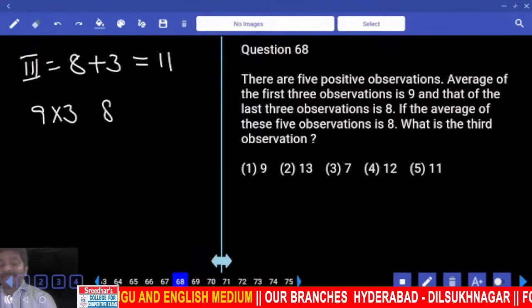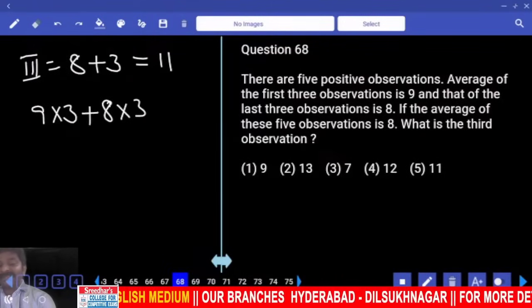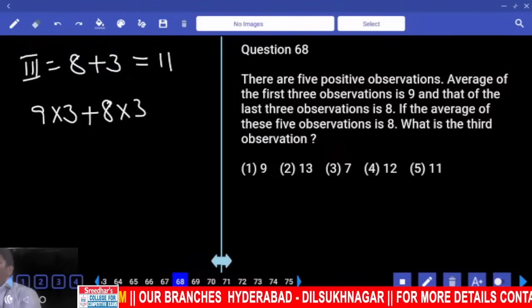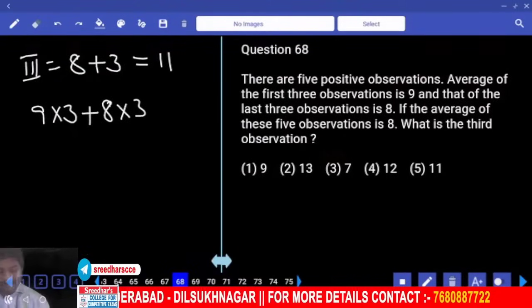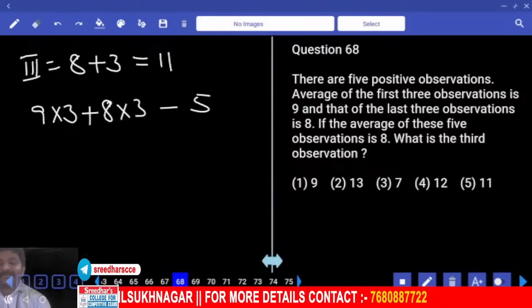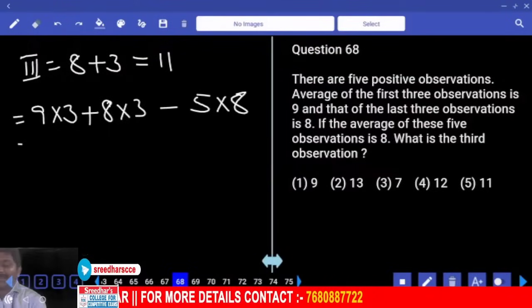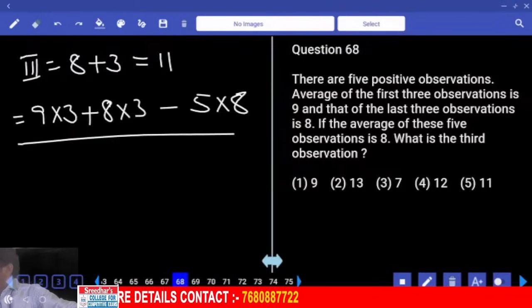Last 3 numbers sum. This is the sum of 6 numbers, right? The sum of 6 numbers has the third number repeated. Correct? So from this, if you subtract the sum of 5 numbers, then you will get your third number which got repeated. This is the simplification that you have to do.